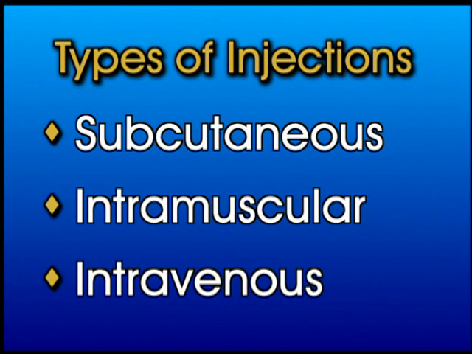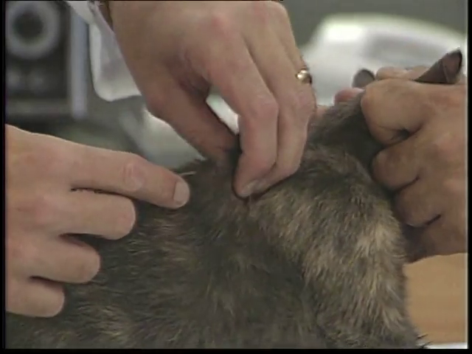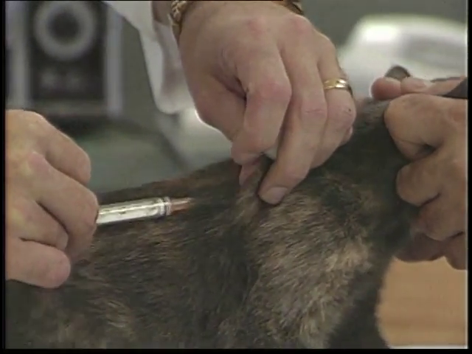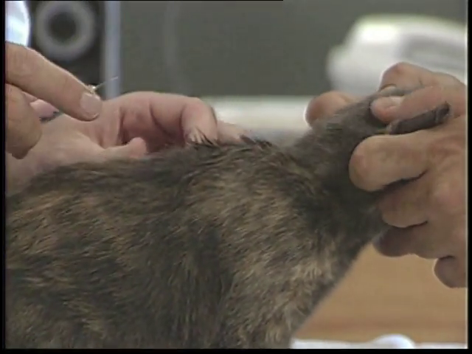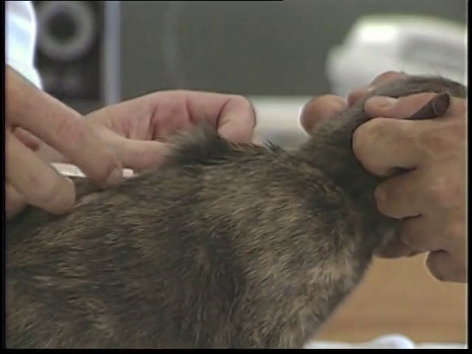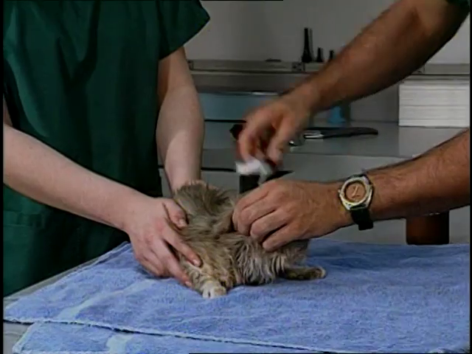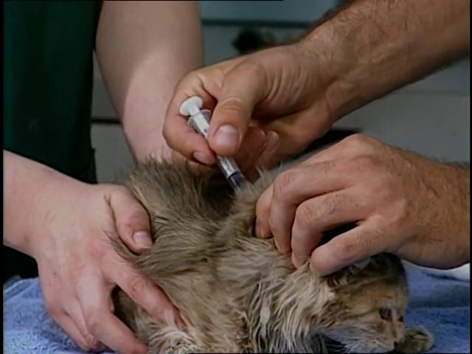Let's start with the subcutaneous or sub-Q injection, as it is commonly called. This injection aims to deposit the drug just beneath the skin, where it will then be slowly absorbed into the animal's system. This is easy to remember because the prefix sub means below, and the root word cutaneous means skin. Thus, subcutaneous means below the skin. For now, we'll focus on the pharmacy aspects concerning subcutaneous injections.